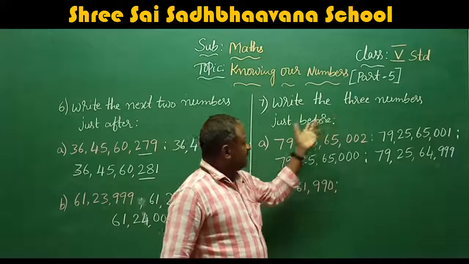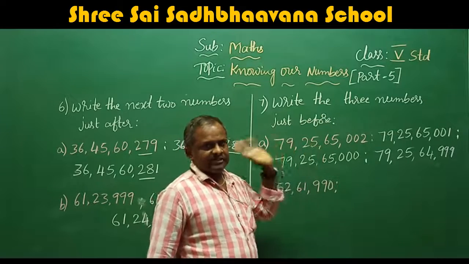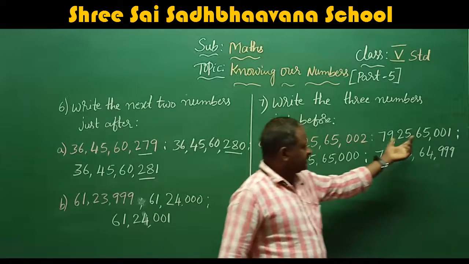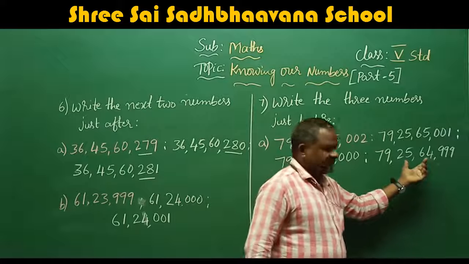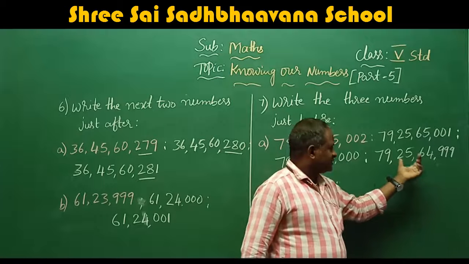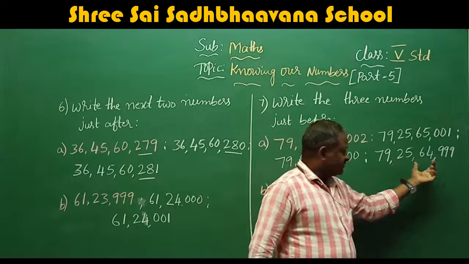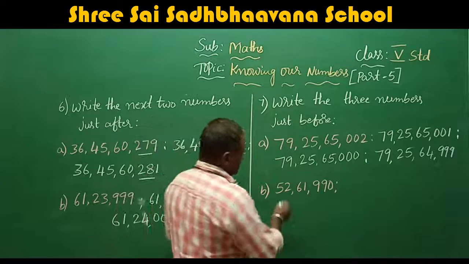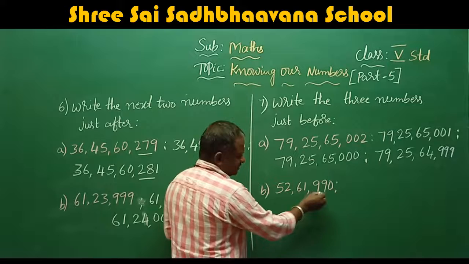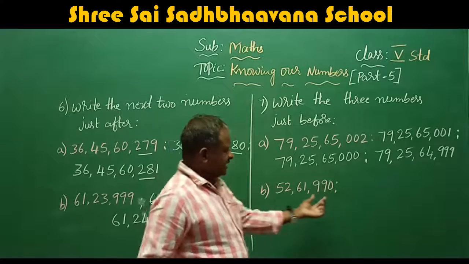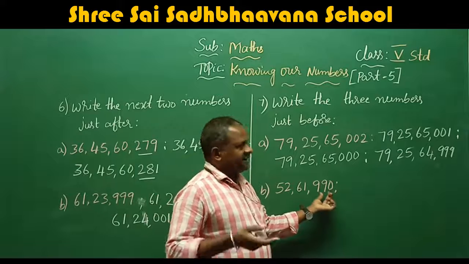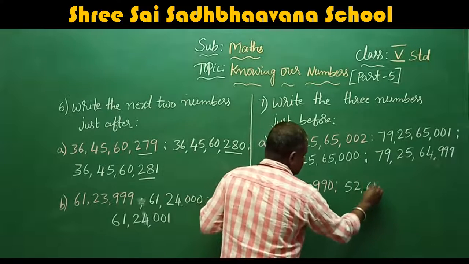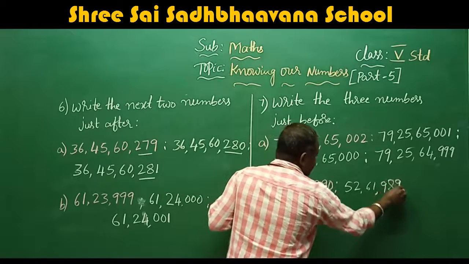That means write the three numbers just before this number. Which numbers come before this number? How many? Three. Before this, 79 crore 25 lakhs 64,999. Now here they have given 52 lakhs 61,990. Before that number means 89, 88, 87. So we will write 52 lakhs 61,989.